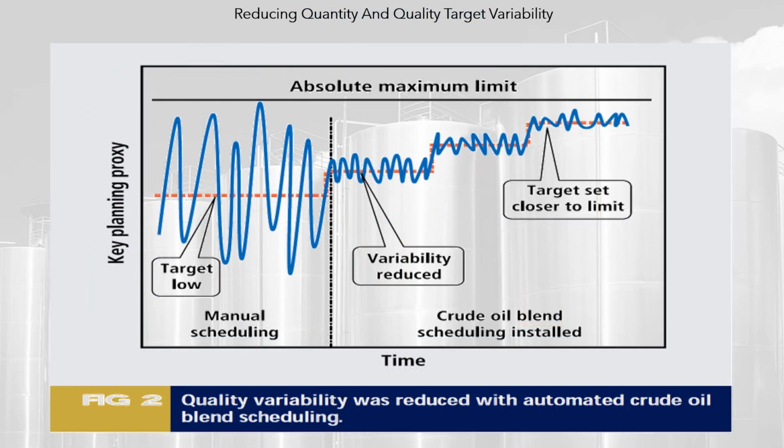Reducing quality target variance should be at the top of the list for refinery improvements. Deviations from quality targets should be minimized, to charge the pipe still with a steady mixture of crude oil. Steadier quality crude oil mixtures charging the pipe stills will also translate into steadier operations for downstream production units. It also makes good sense to run pipe stills with a constant flow rate for as long as possible. An example of an improved quality target, or key planning proxy, is shown in the figure.